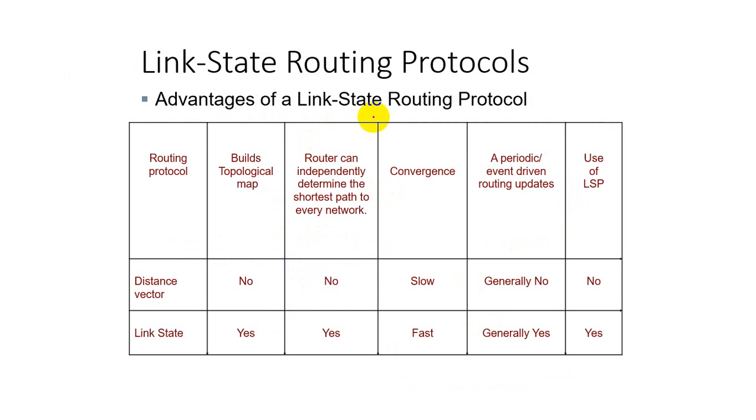So if we look at the advantages of a link state routing protocol over a distance vector protocol, we can see here that it builds a topological map. Yes, it will first build a topological map, while distance vector does not. Similarly, a router can independently determine the shortest path to every network, whereas distance vector does not. The convergence is really fast, so link state, more preferably IS-IS, will be used by large ISPs or service providers because the convergence is really fast. Updates are event-driven rather than periodic. Yeah, it will send routing updates whenever there are changes in the routing.